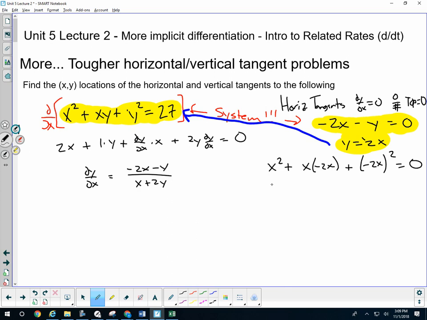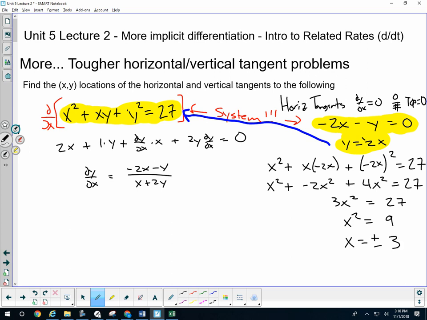All right, well, let's start simplifying so we can solve. We got negative 2x squared. We got positive 4x squared here. Combine the 4, the negative 2, and the 1. That's 3x squared. Sorry, I don't know why I have equals 0. We're using the original equation, not the derivative. I have 3x squared equals 27. I can divide by 3. I get x squared equals 9. And then we know I get x equals plus or minus 3. Okay?